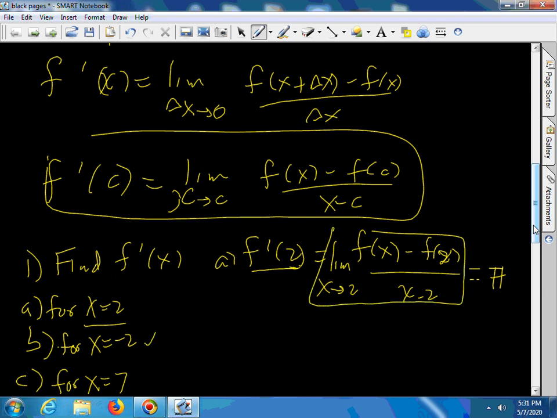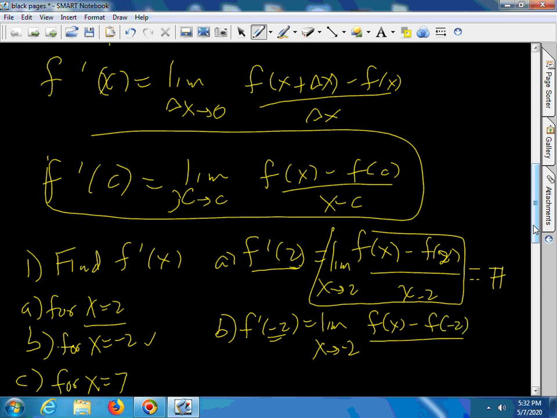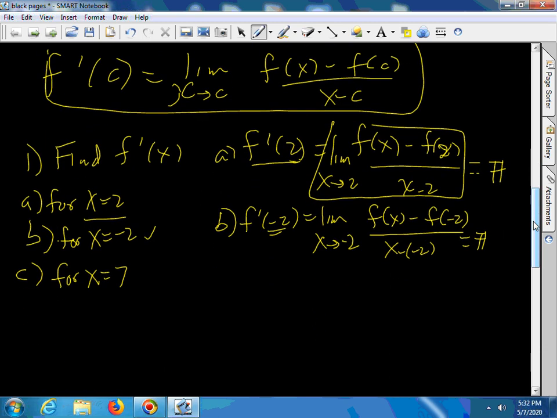Now, I have to find the derivative at negative 2. Oh boy. So now you do f prime of negative 2 is the limit as x goes to c, so that's my c, of f of x minus f of c, which is negative 2, divided by x minus c. And you calculate that limit. Like, this equals a number. Calculate that limit. You're like, boy, oh boy, this definition stuff is brutal.